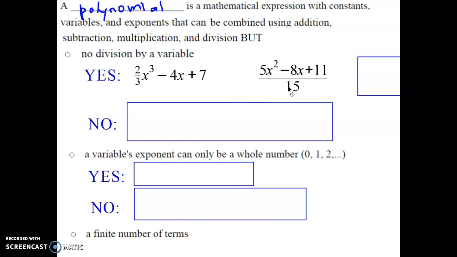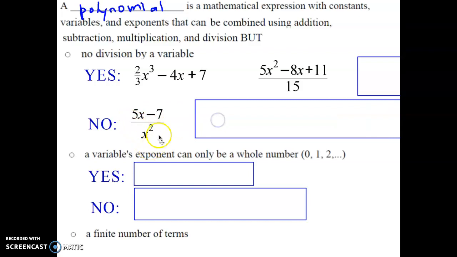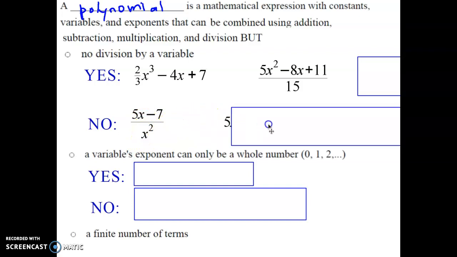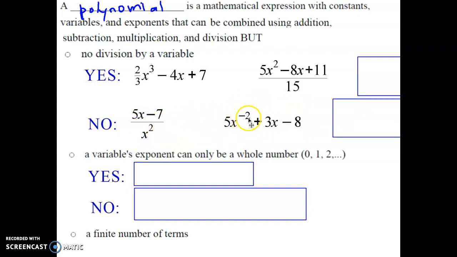So if I wanted to, I could rewrite this one as 5 over 15 x squared minus 8 over 15 x plus 11 over 15, and I could separate them out into a separate little fraction. That's why this one is acceptable. But if I had 15x in the denominator, that would be a problem. All right, some things that are no, like this one. I cannot have a variable in my denominator if it's going to be a polynomial. Also this one, you may remember from when you did your exponent rules in algebra that the negative 2 power means to take the reciprocal, which would put this x in the denominator. So dividing by a number is fine, dividing by a variable is not.